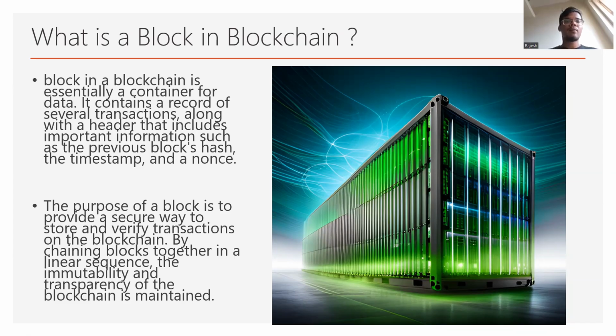A block in blockchain is essentially a container. It contains data and a record of several transactions, along with a header that includes important information about the previous blocks, a timestamp and nonce. The purpose of a block is to provide a secure way to share transactions between the blocks in a blockchain network, and it's a linear sequence, and it produces immutability and transparency of blockchain is maintained.